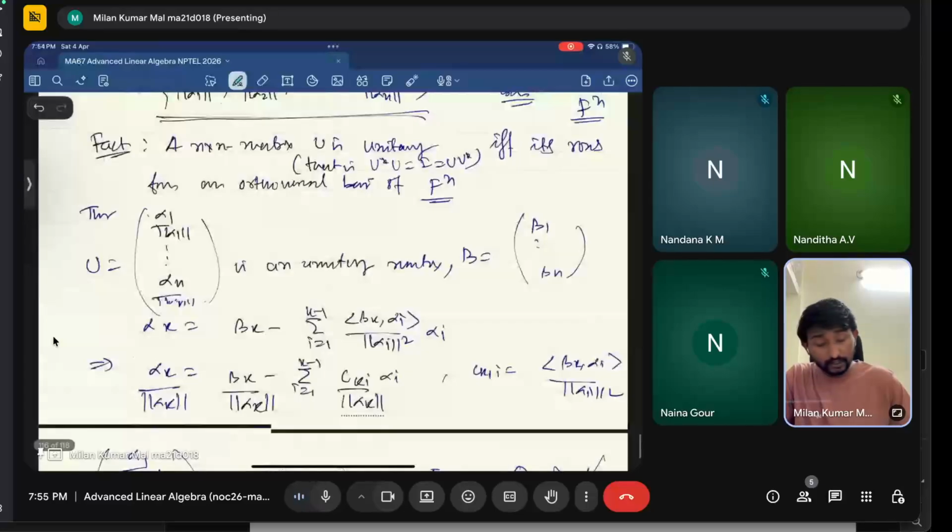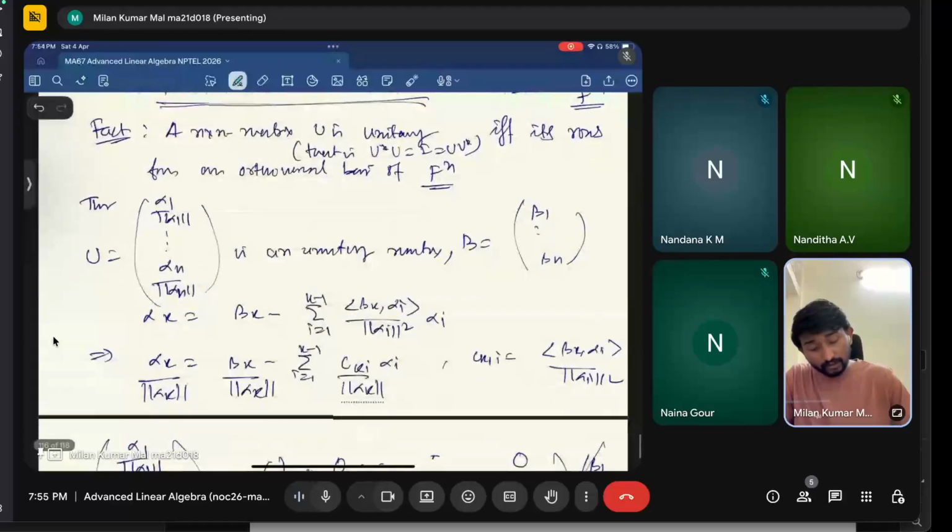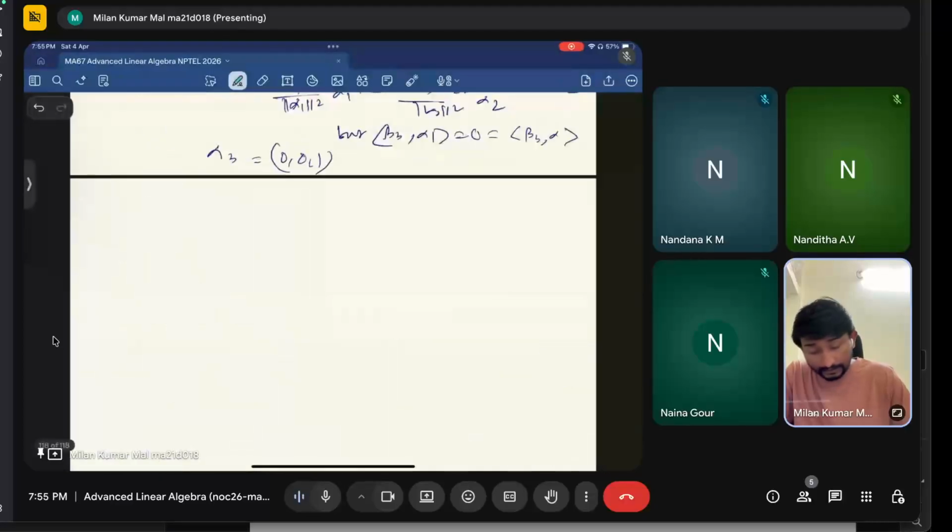So if I do this process, here what we get, beta 3 is equal to this, so alpha 3 is equal to this. This is what we got, alpha 3. Now if you follow the same process, then what I'll get is the matrix 1 by square root of 2, 1 by square root of 2, 0; 0, 1, 0; 0, 0, 1.